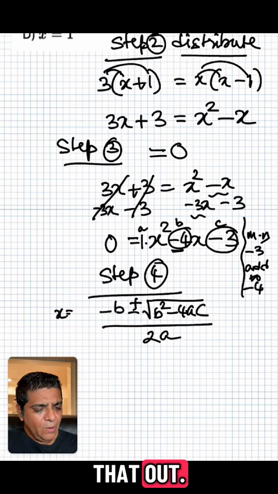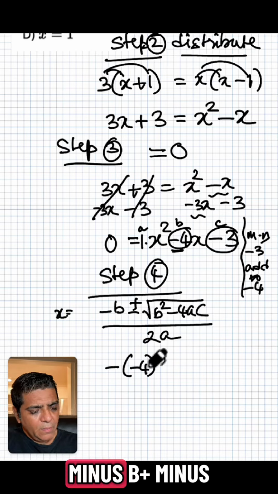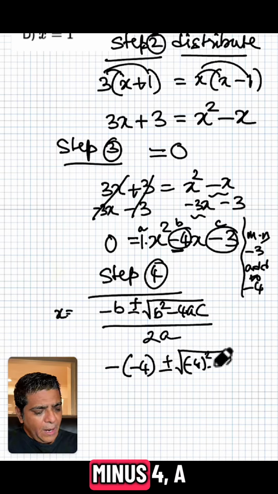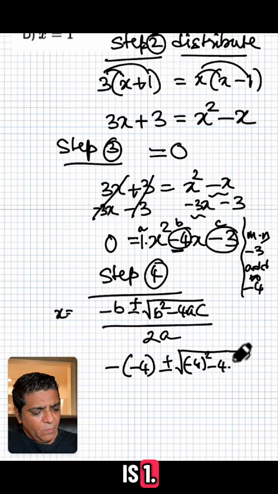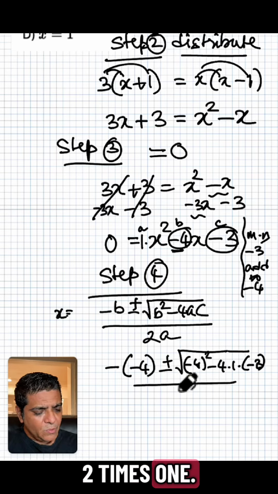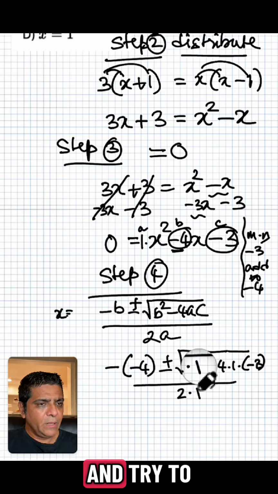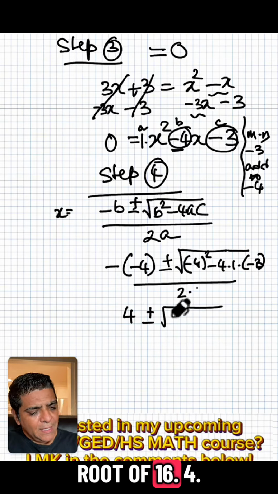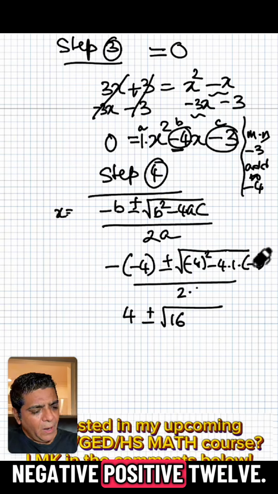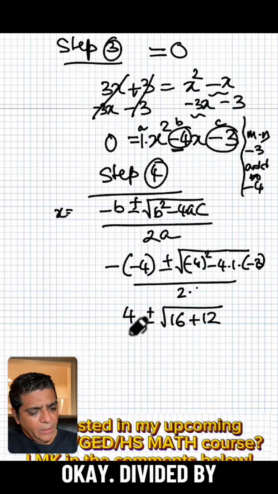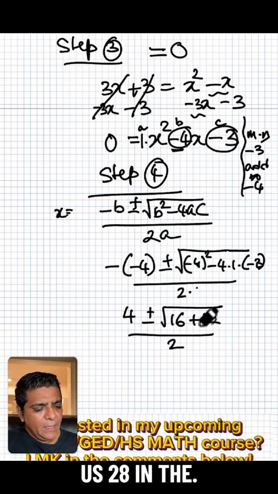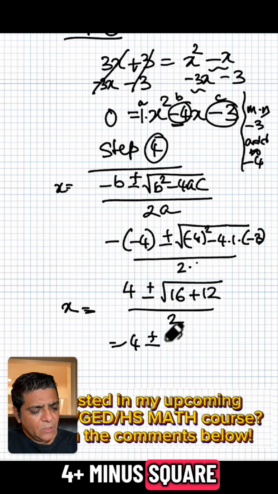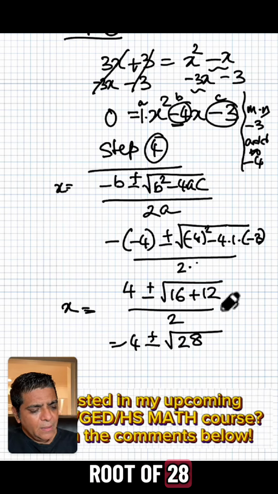So let's go ahead and write that out. Negative b, so negative of negative 4, plus or minus the square root of b squared, which is negative 4 whole squared, minus 4 times a, which is 1, times c, which is negative 3, divided by 2 times 1. Okay, so let's go ahead and try to simplify that. Negative and negative is positive 4, plus or minus the square root of 16, negative 4 squared is 16, and negative and negative is positive 12, divided by 2. So that gives us 28 in the square root. So that gives us 4 plus or minus the square root of 28 divided by 2.